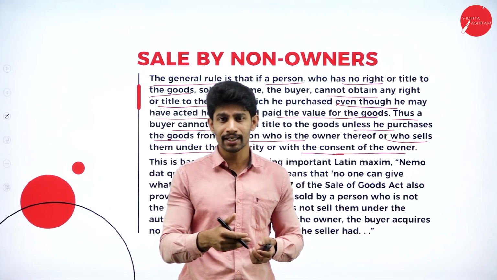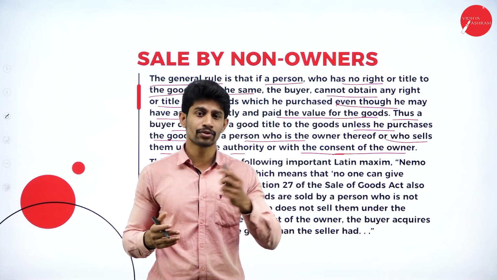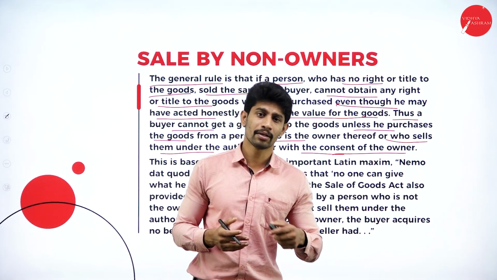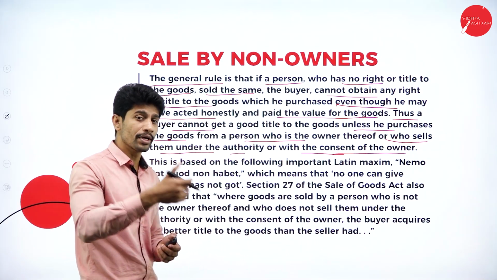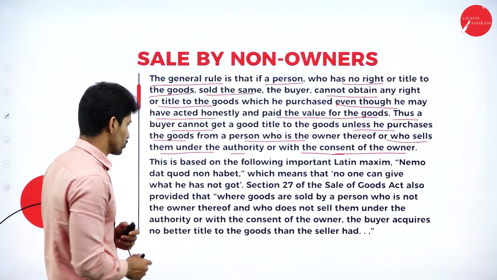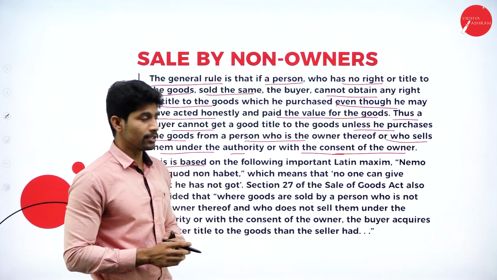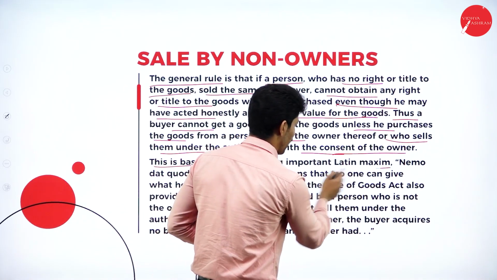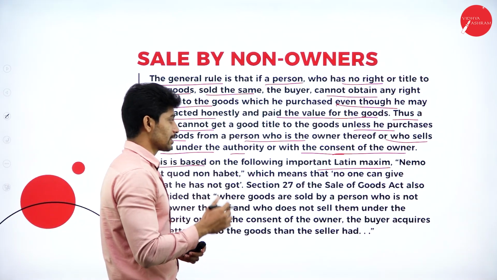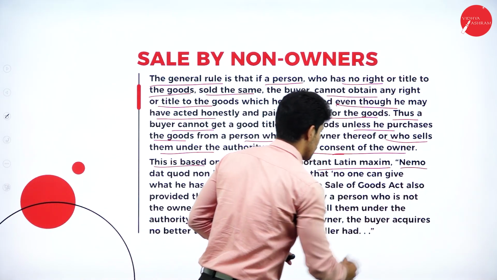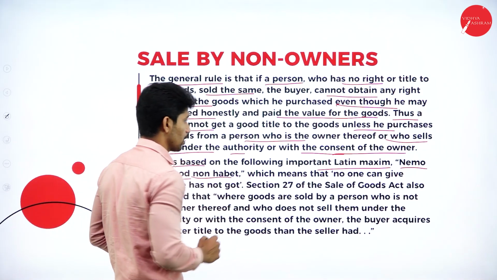So if the third party gets the permission from the real owner of the goods so that he can sell it to the receiver or the buyer, then the buyer will be getting the goods as well as the ownership of those goods. This is based on the following important Latin maxim. So what it says: nemo dat quod non habet.